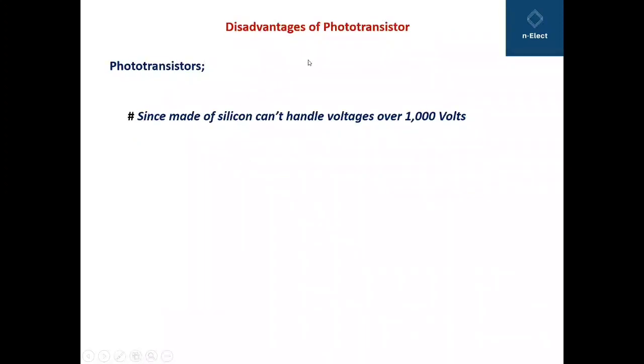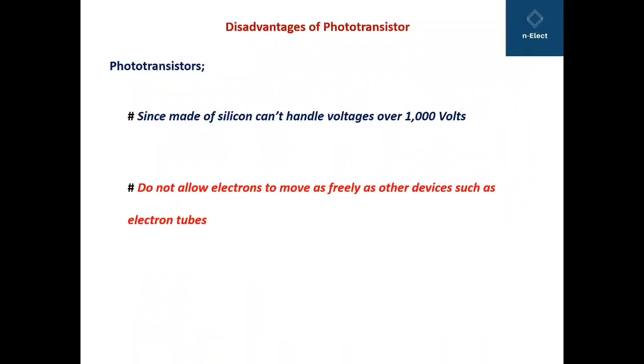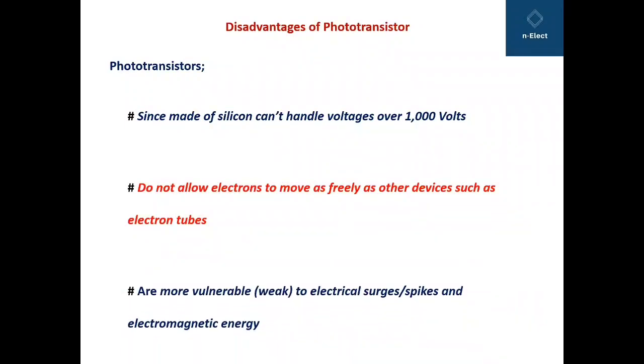Disadvantages of phototransistors are: since they are made of silicon, they can't handle voltages over 1000 volts or 1 kilovolt. They do not allow electrons to move as freely as other devices such as electron tubes, and they are more vulnerable, that is weak, to electrical surges or spikes and electromagnetic energy.